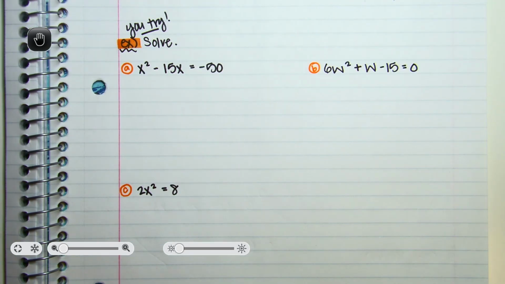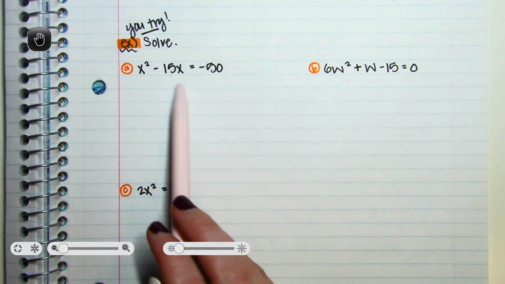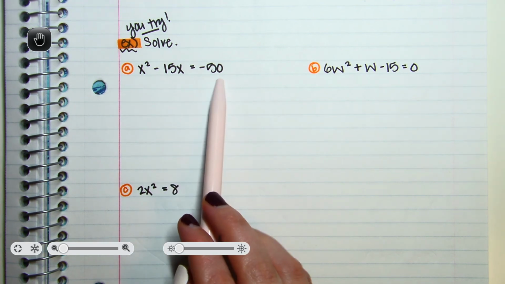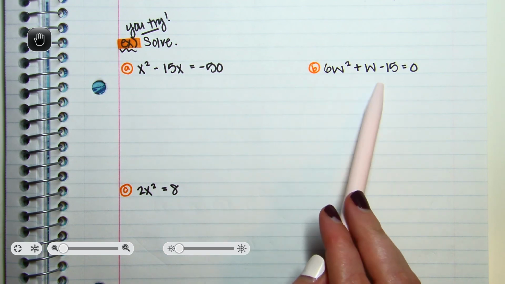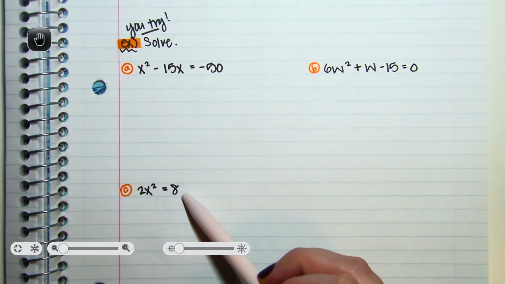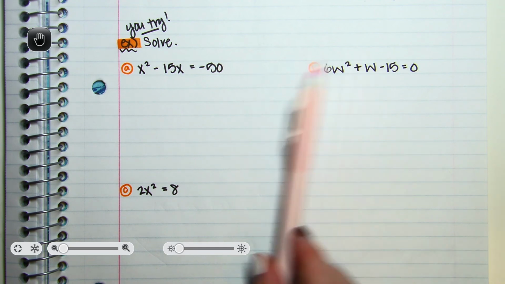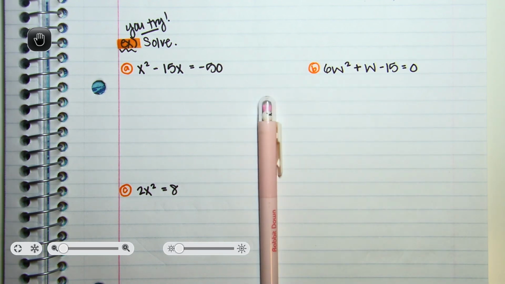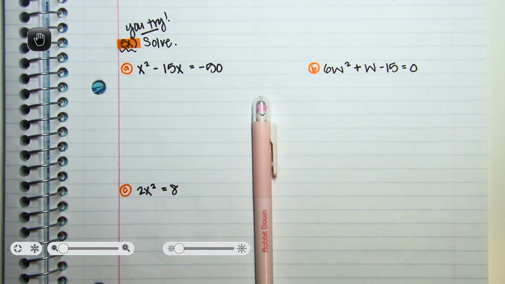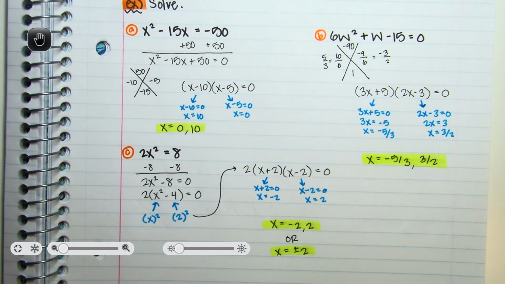What I want you to do now is try these 3 examples on your own. I want to point out that part A is not equal to 0, part B is equal to 0, and part C is not equal to 0. And make sure that you are checking for GCF before you factor. So go ahead and push pause, and then when you're ready to check your answers, push play. All right, go ahead and check your answers for A, B, and C.